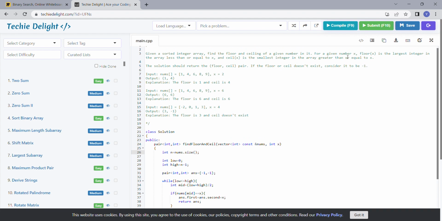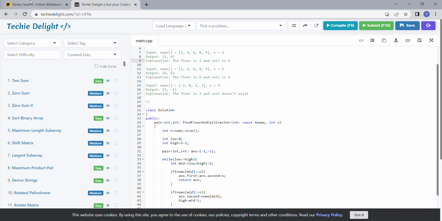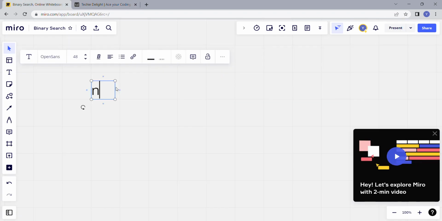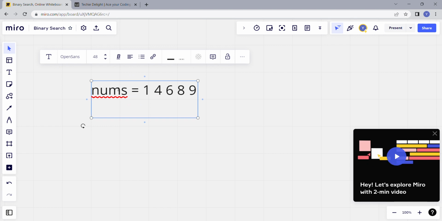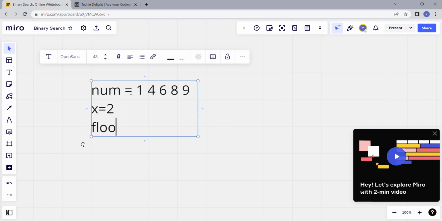It states that we need to find the floor and the ceil of the element x, which is given in the nums array. Let me explain the question to you on the whiteboard. Suppose our integer array is 1, 4, 6, 8, 9 and we need to solve it. Suppose x equals 2. That means we need to find the floor of 2 and the ceil of 2, right?